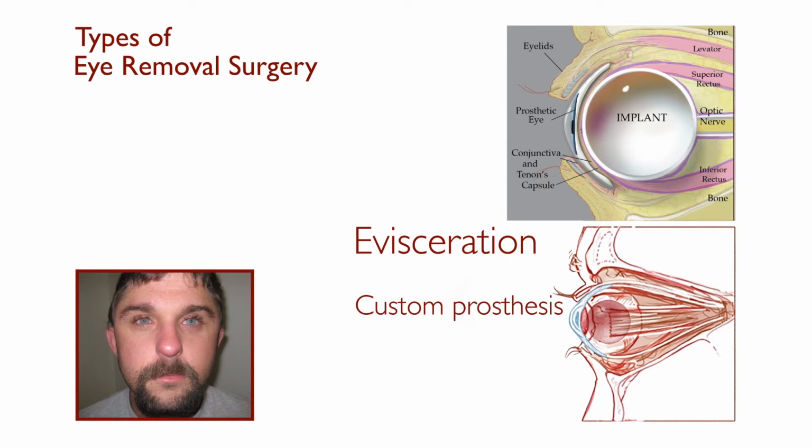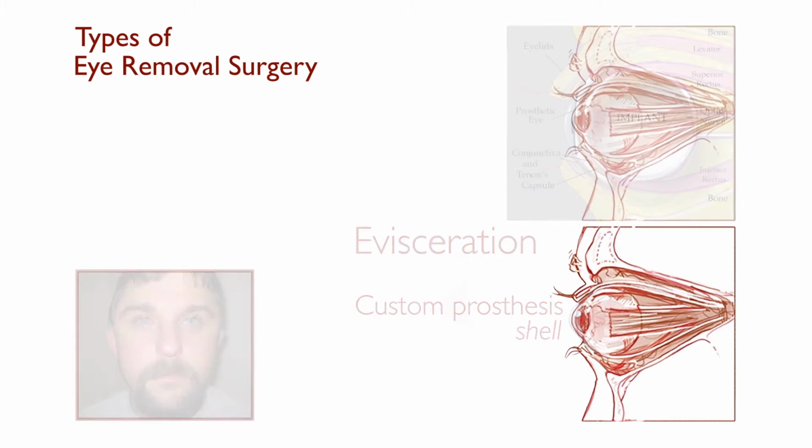The prosthesis for evisceration is called a shell because it is so thin and rests over the sclera inside the socket beneath the lids. Often, the movement of the scleral shell is very good because scarring is minimal.